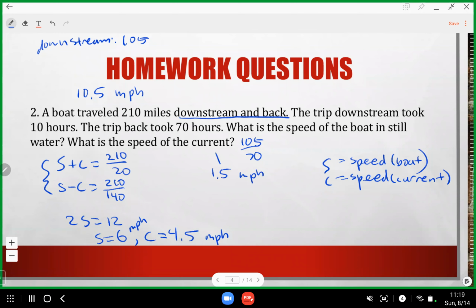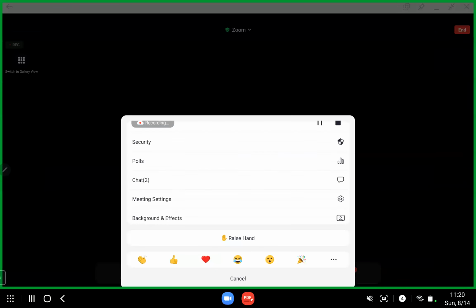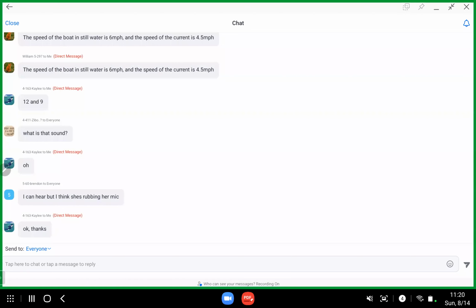And if you plug it into these, you can see that it's the same equation that William set up. So it's just this very small mistake. All right, Kayla, because you forgot that the whole trip is 210 miles instead of just downstream is 105. All right. So do you understand your mistake? All right, make sure you read the problem very carefully.